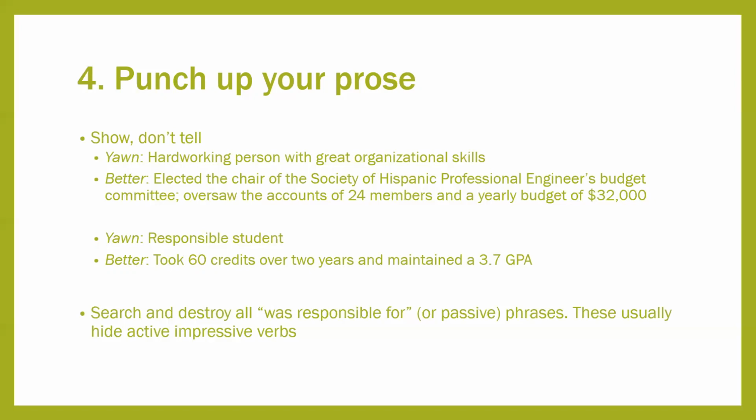Second example, responsible student. A better example of that would be took 60 credit hours over 2 years and maintained a 3.7 GPA. So you're not just telling them, I'm a responsible student, I do my things on time. Instead you can tell them, look at this GPA I got after completing all these credit hours.